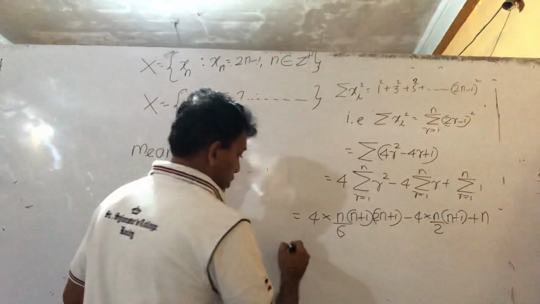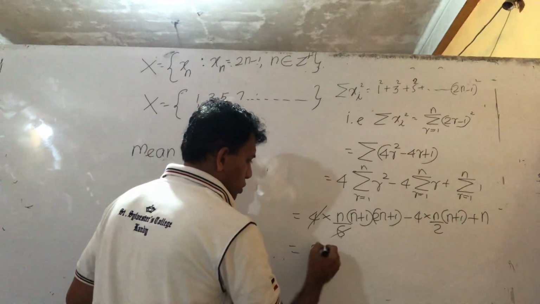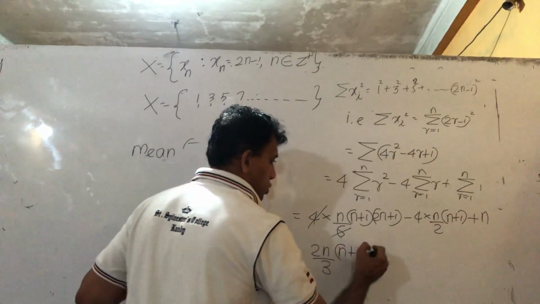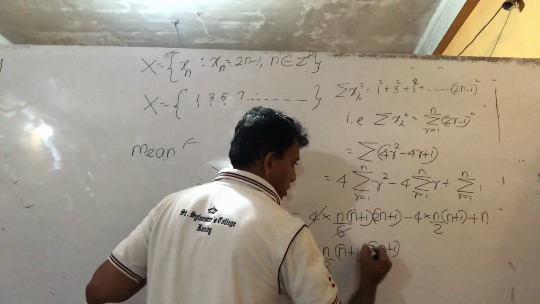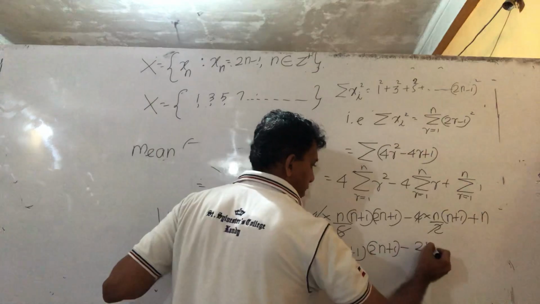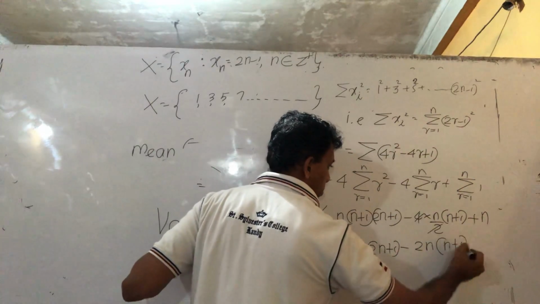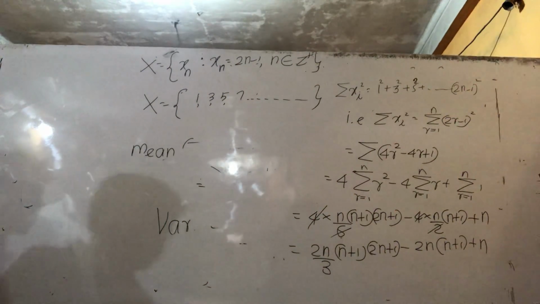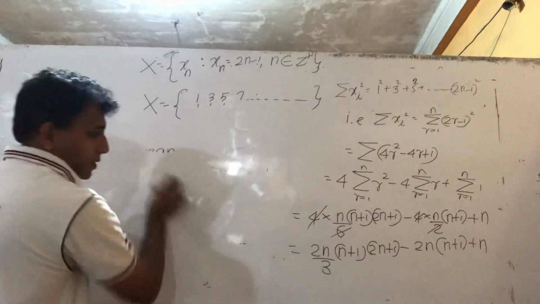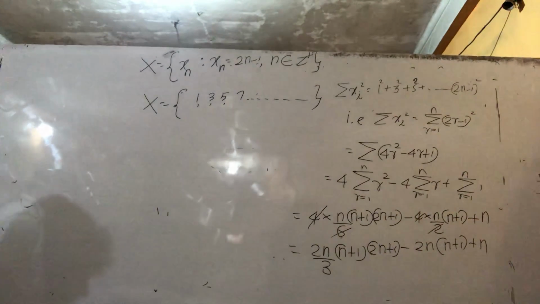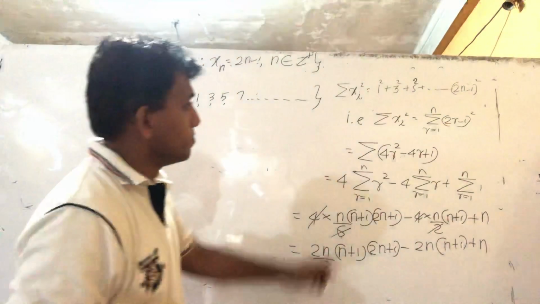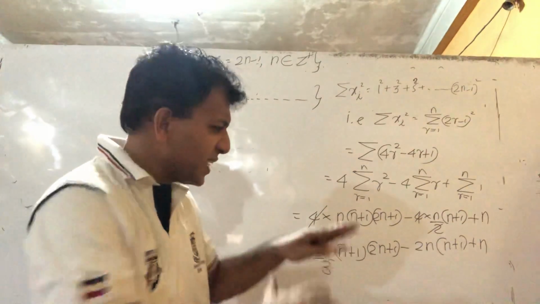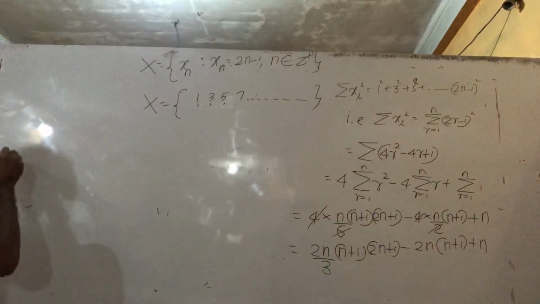So a good simplification idea: cut these, giving 2n over 3, n plus 1, 2n plus 1, minus 2n into n plus 1, plus n. That is sigma xi square. So if I come to the variance part, you can easily simplify from there. So come there for variance.